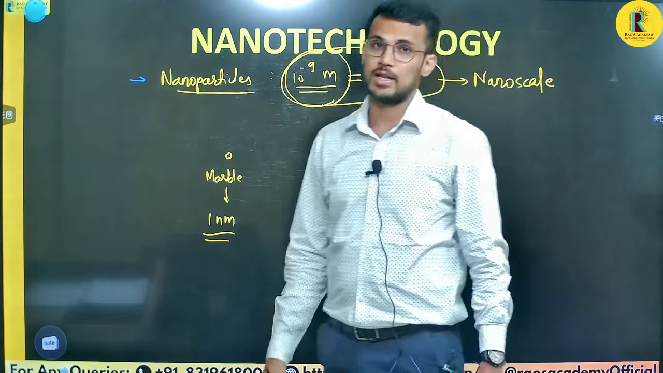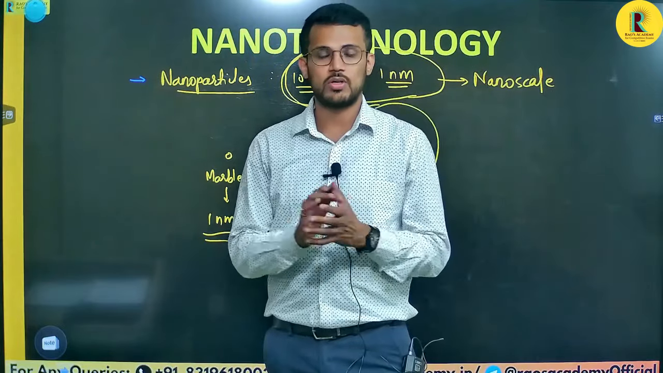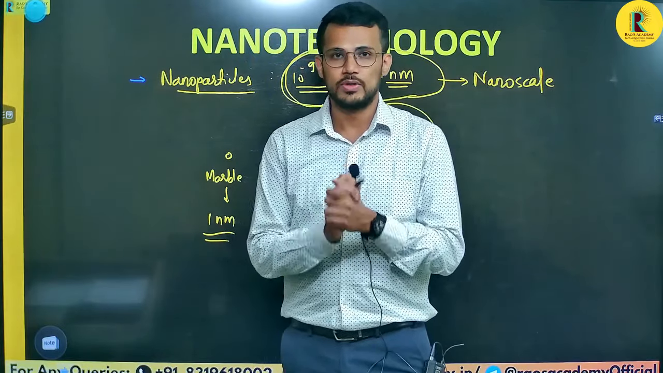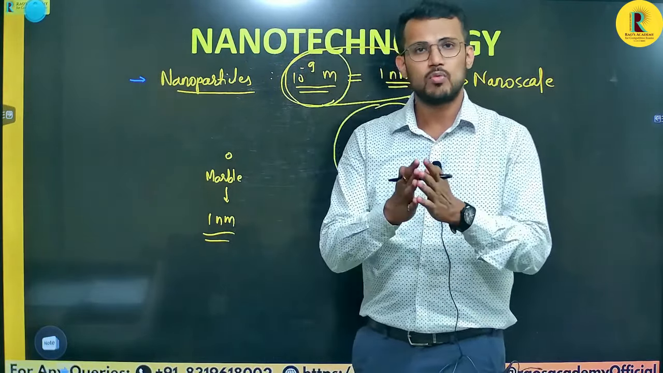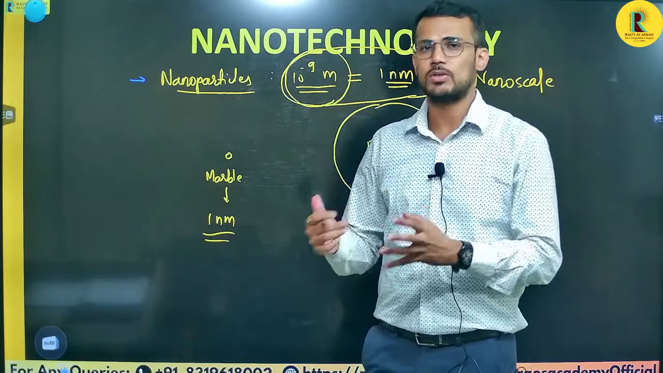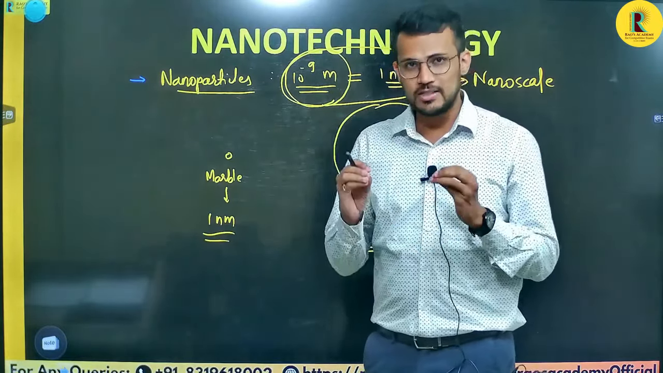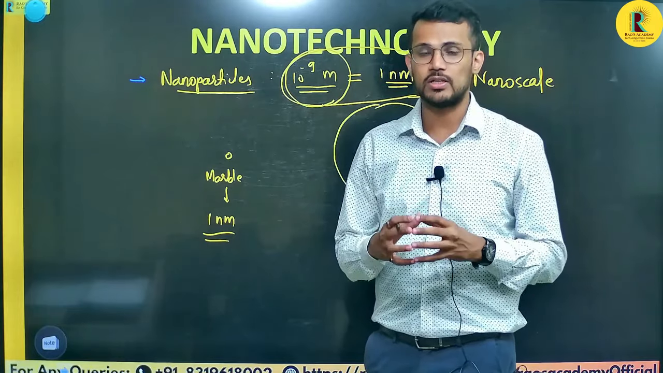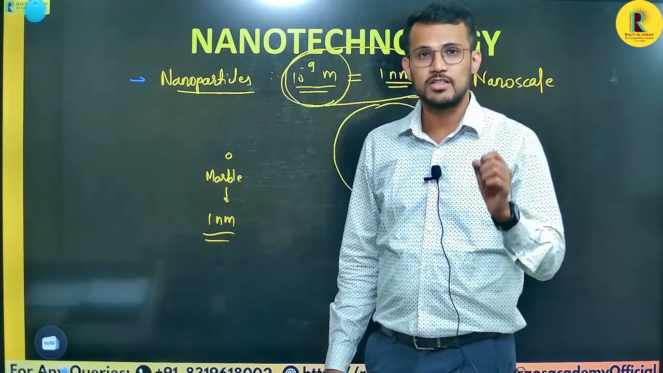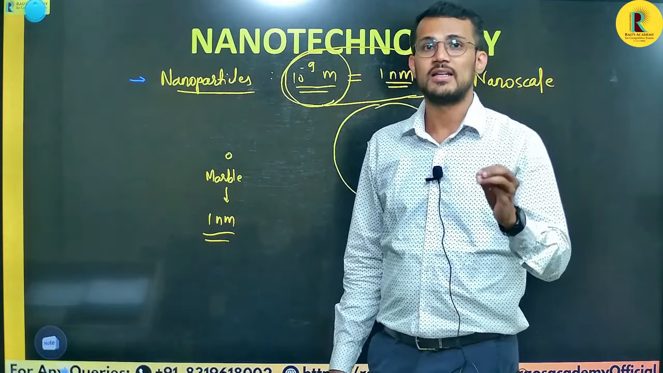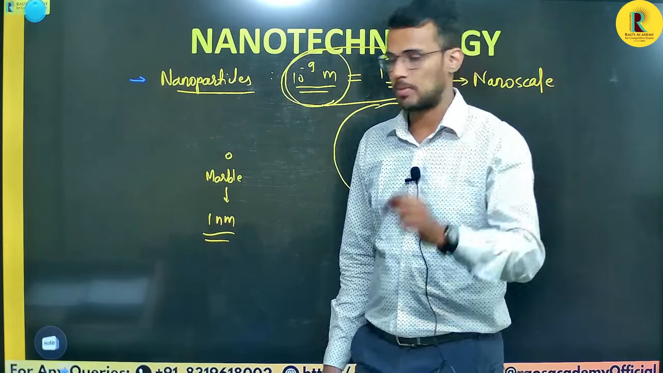The scale is called nanoscale, right? So, that is what are the particles with which we are dealing. But why are we giving so much importance to these very small particles? Because at this particular scale, at this nanoscale, nanoparticles exhibit different properties than their normal sized counterparts.